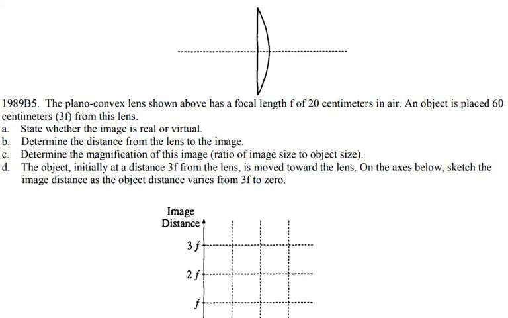So a planar convex lens shown above in the image has a focal length of 20 centimeters, and is in air, and the object is placed 60 centimeters from the lens. So the distance to the object and the focal length are given. And then state whether the image is real or virtual.